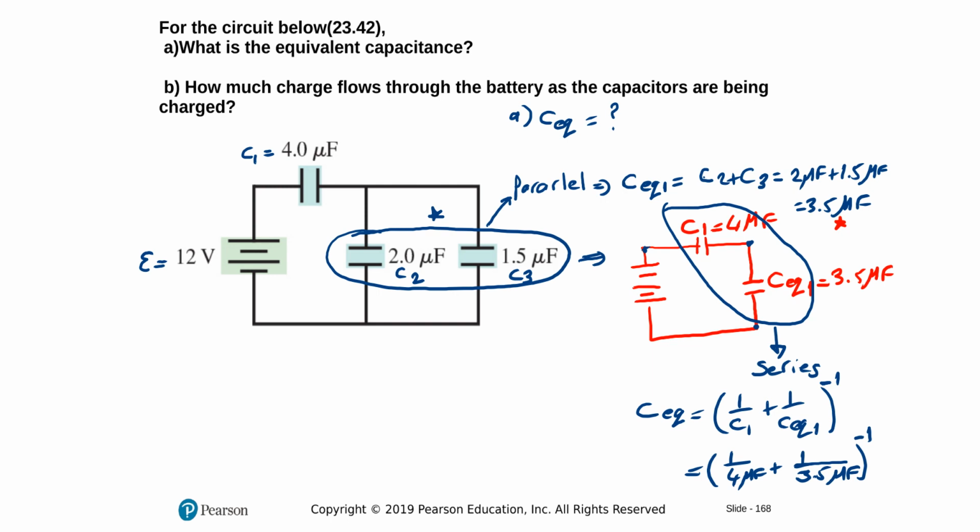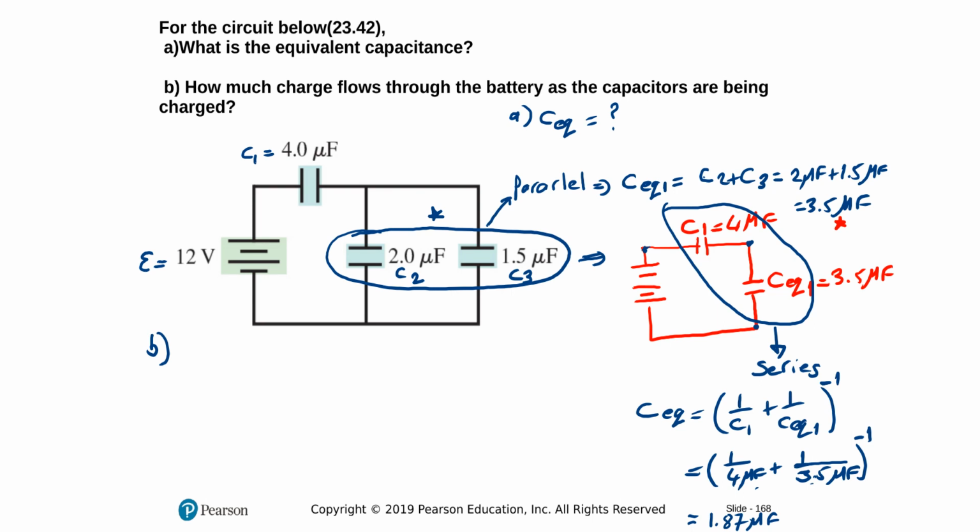If I do this calculation, what I'm going to get is my C equivalent will be 1.87 microfarad. That's 1.87 times 10 to -6 farad. I'll convert it when I need to. Again, I have only microfarads here and there, so I can stay with the same unit.